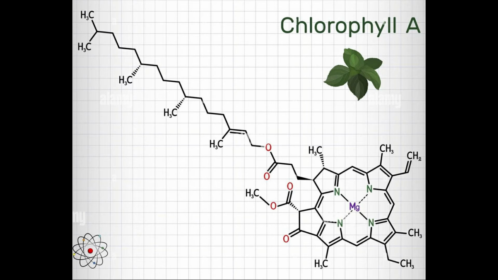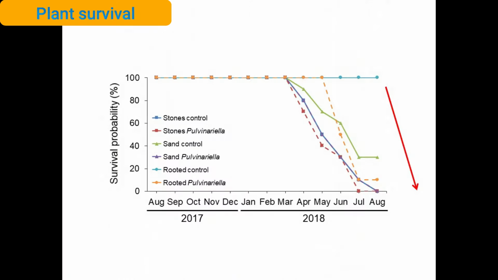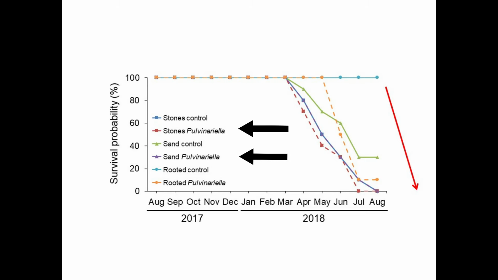Moreover, this is related to the amount of magnesium in the plants. Our results showed that Carpobrotus individuals under herbivore attack had a reduction in it, which may explain a decrease in photosynthesis since it is an essential ion in this process. Survival of Carpobrotus under the pressure of Pulvinariella was reduced by 100% when they were on stones or sand, and by 90% when they were rooted. Furthermore, survival of individuals without herbivory was reduced by 100% when they were on stones, and by 70% on sand.